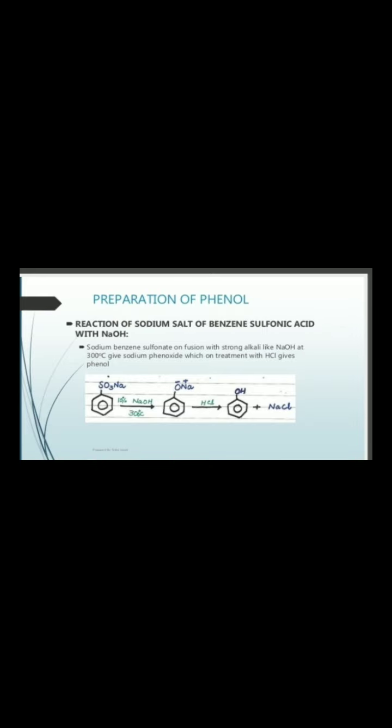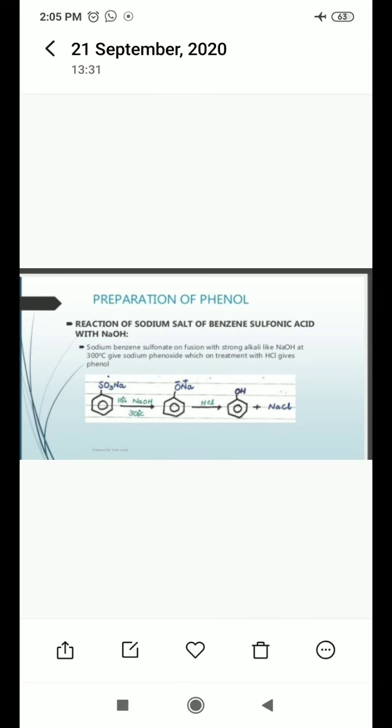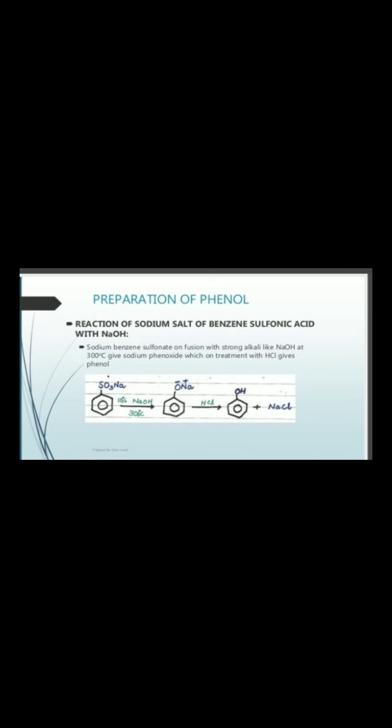The first reaction is of the sodium salt of benzene sulfonic acid with NaOH, meaning these are the different starting materials which can be used for the preparation of phenol. Here we are using the sodium salt of benzene sulfonic acid with sodium hydroxide. When sodium benzene sulfonate is fused with a strong alkali like NaOH at 300 degrees Celsius, it gives sodium phenoxide, which on treatment with HCl gives phenol.